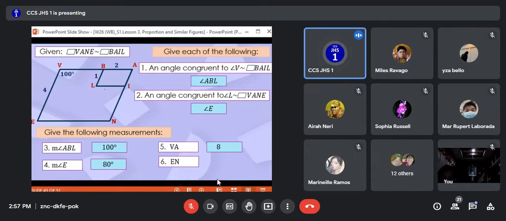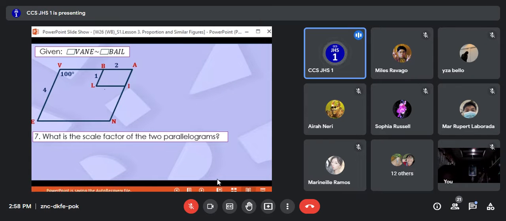Okay, next, how much is EN? 8 also, because it's a parallelogram. They are congruent, right? It's a parallelogram. You know how to solve for the VA. 4:1 is equal to VA is to 2. And that gives you VA equals 8.